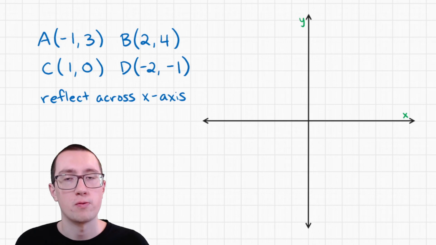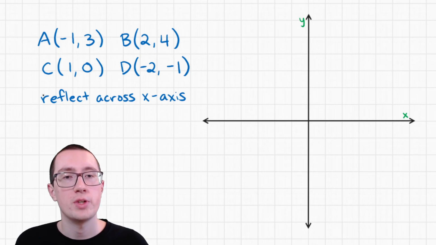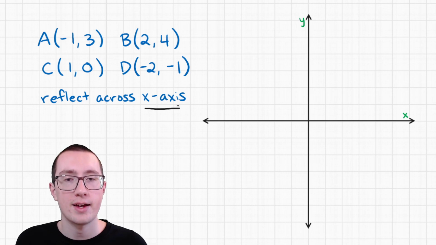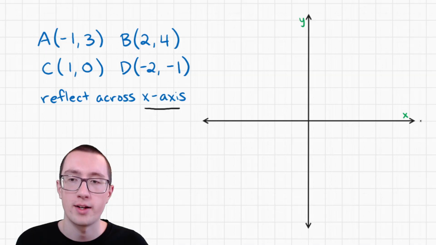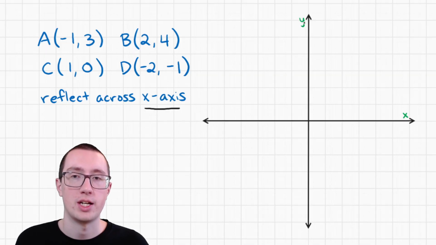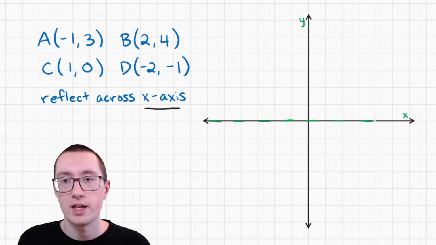Now, what about a reflection? How do we perform a reflection on a graph? Well, it says that we need to reflect across the x-axis. The x-axis is just the big left and right line that you see on the graph. You see it's labeled with x. This one up and down here is called the y-axis. So just so that we don't forget, I'm going to draw a little line right here on the x-axis.